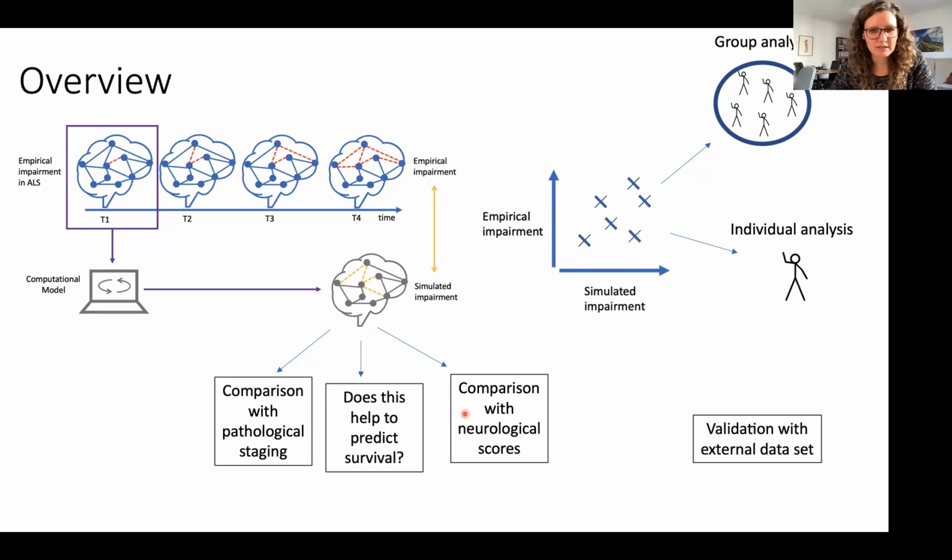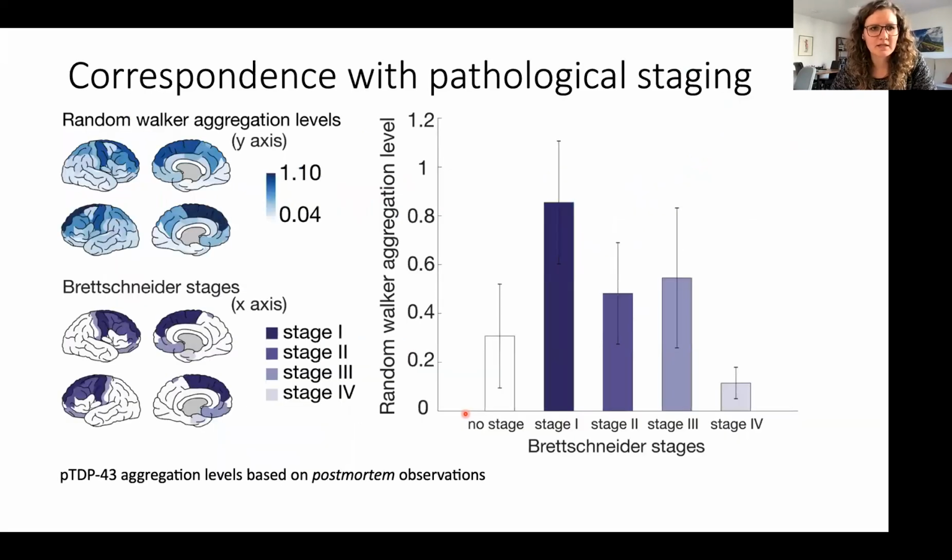Also, we will do the validation with an external data set. That's often very important, because you can have the best ALS data set in the world, which this currently is, but if it's not working for others, it's still not a good model. So first, let's cover the correspondence with the pathological, post-mortem staging. Here you can see again the Brettschneider stages, and you can see our aggregation levels.